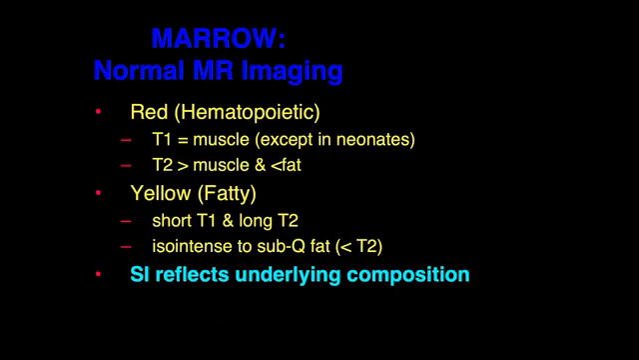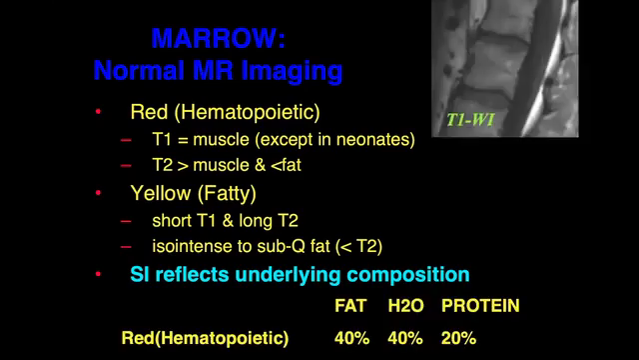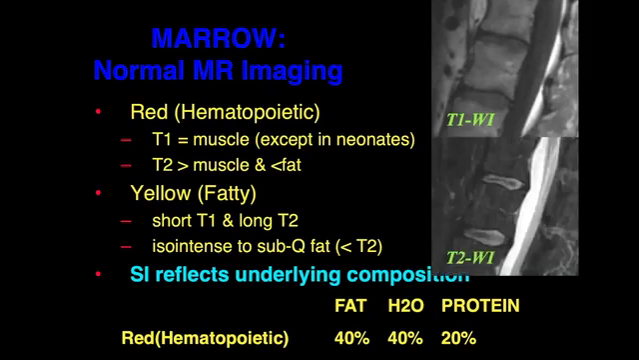So let's talk a little bit about marrow imaging. There's red marrow, the hematopoietic marrow, and yellow marrow. The signal intensity of bone marrow reflects its underlying composition. However, even red marrow has about 40% fat, and often that fat will dominate the signal. So when we're imaging adults, we can see on our T1 weighted images relatively bright marrow because of the 40 to 80% fat that's present. And of course, this should suppress out on our fat-sat techniques.